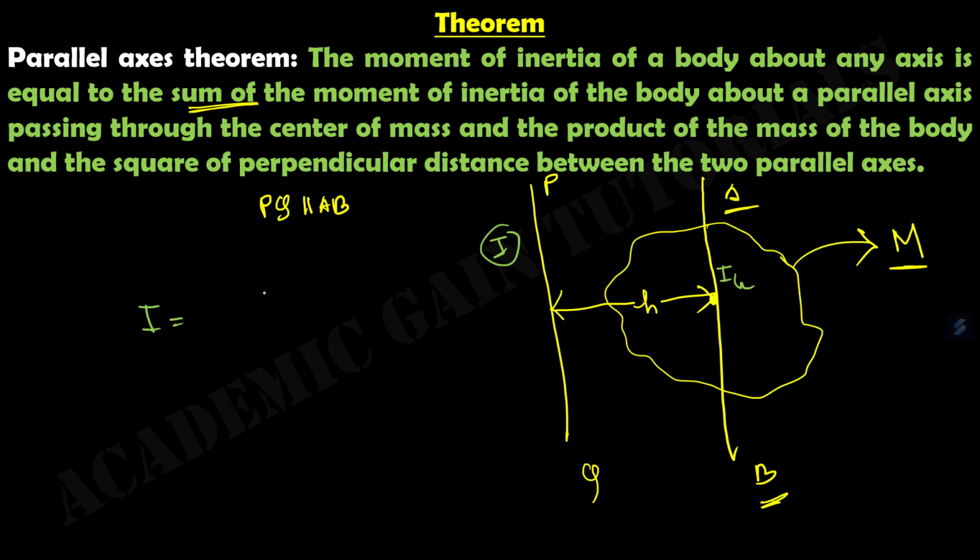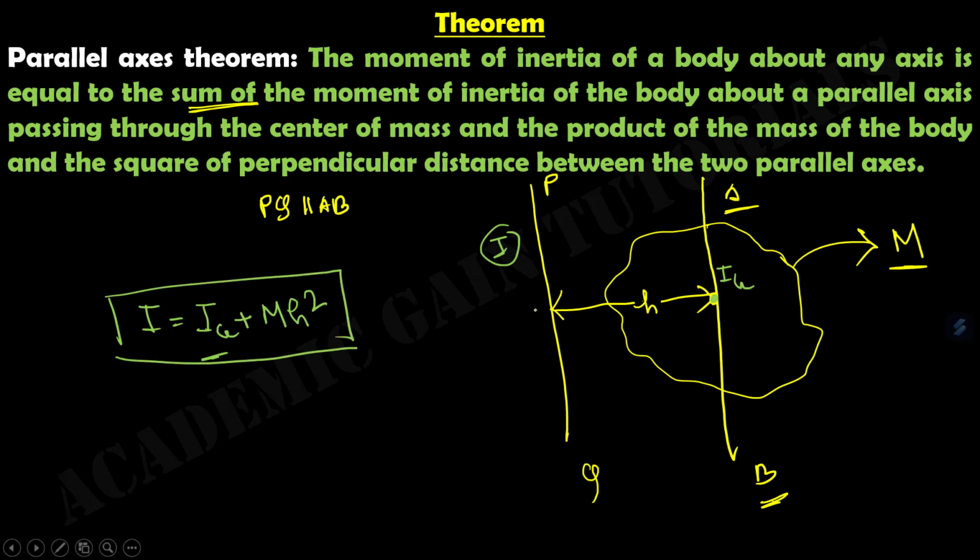So it says that the moment of inertia about the axis PQ is equal to the moment of inertia passing through the center of mass, which is I of G, plus the mass of this body times the square of the perpendicular distance between these two parallel axes. So this is the main formula of the parallel axis theorem.